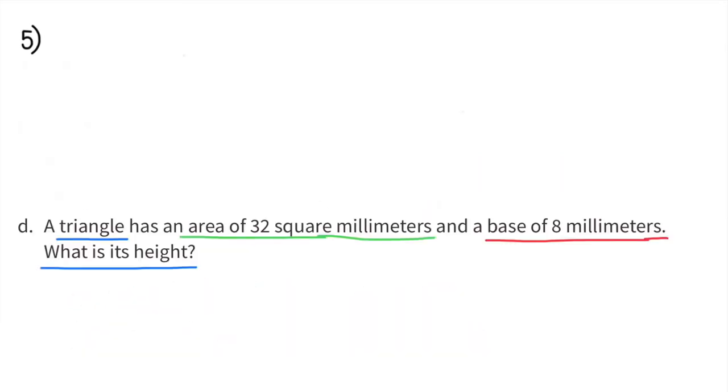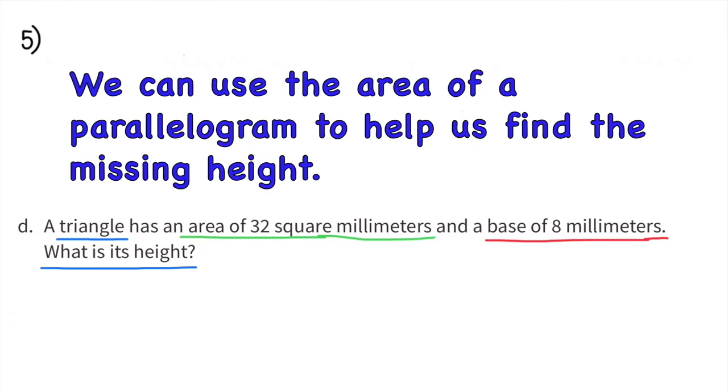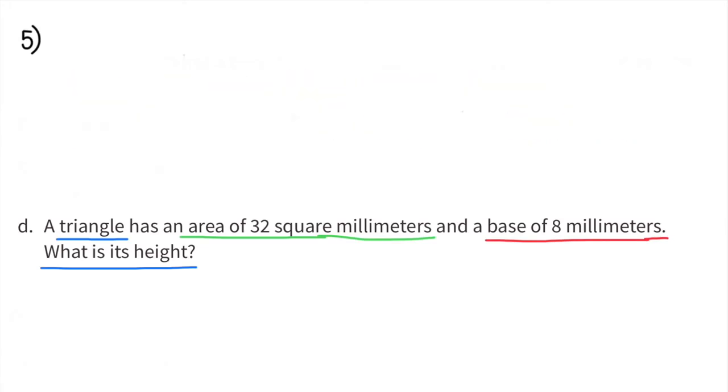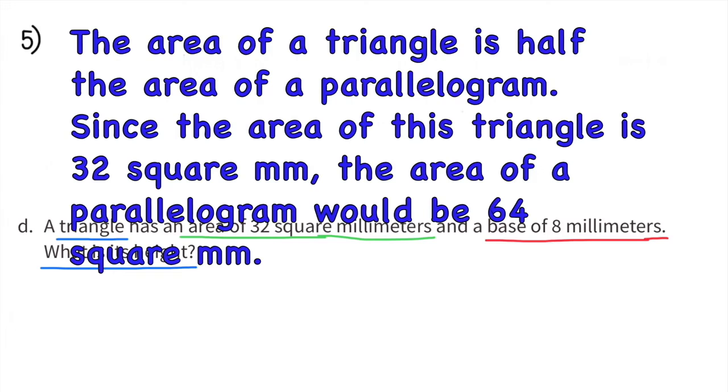D. A triangle has an area of 32 square millimeters and a base of 8 millimeters. What is its height? We can use the area of a parallelogram to help us find the missing height. The area of a triangle is half the area of a parallelogram.